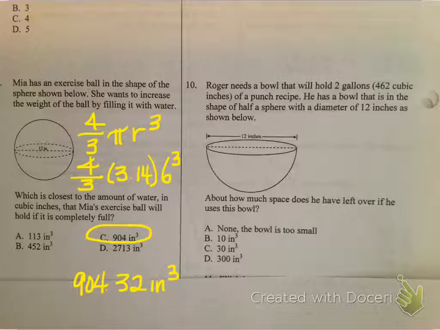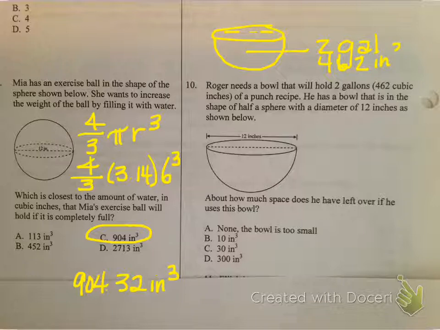Let's go across the page and look at question number 10. Roger needs a bowl that will hold 2 gallons, 462 cubic inches of a punch recipe. He has a bowl that is in the shape of a half sphere with a diameter of 12 inches as shown below. So that's the bowl that he has. He needs a bowl that holds 2 gallons, or 462 inches cubed. That is what he needs. Okay, this is what he has.